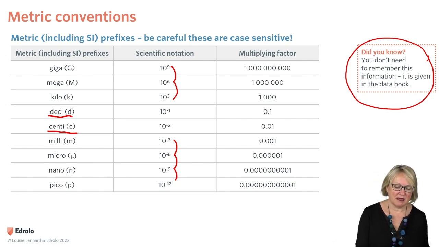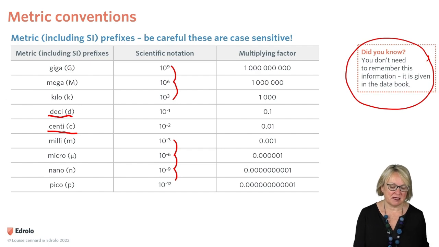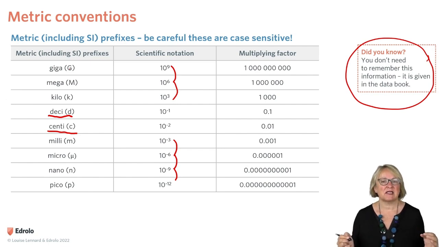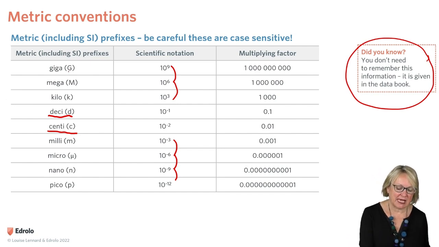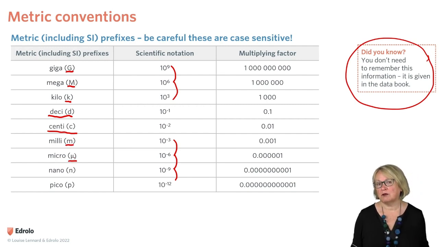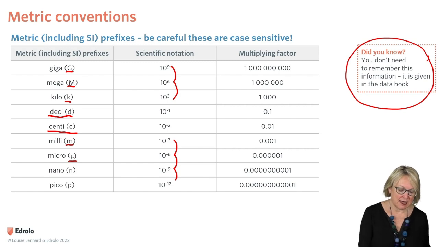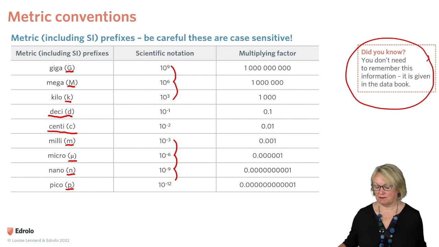When you're talking about the SI prefixes, make sure you get uppercase or lowercase correct. So giga, like in gigabytes of memory, is capital G. Mega is capital M. Kilo is lowercase k. Milli is small m, to distinguish it from micro, which is mu, a Greek letter. Nano is small n, and small p is pico.